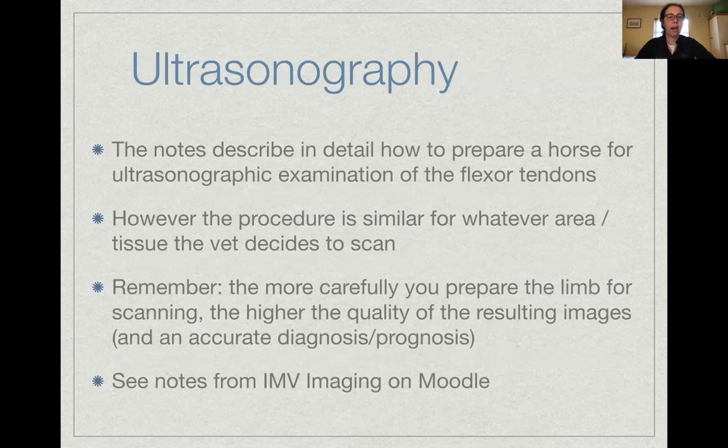Okay, if you have a look in your notes for this section, I've gone into a bit of detail on how to prepare a horse for ultrasonic examination of the flexor tendons. I've picked the flexor tendons of the forelimb as probably the most commonly ultrasounded site in the horse, and I've described in detail how to prepare an animal for that procedure. So have a look through those.